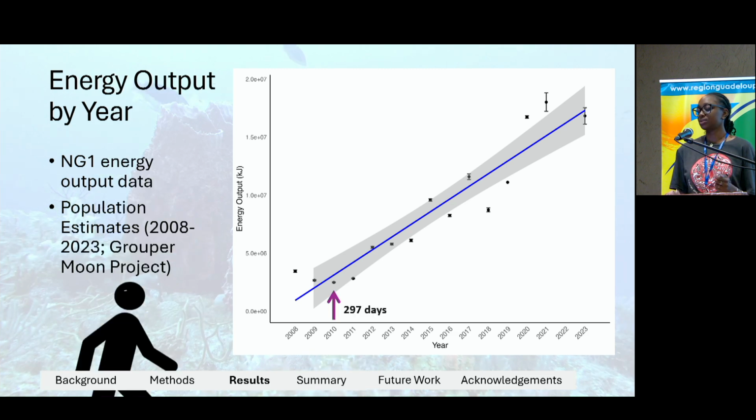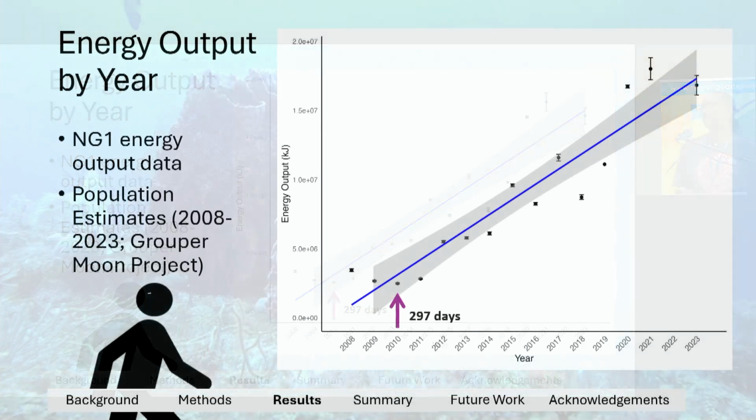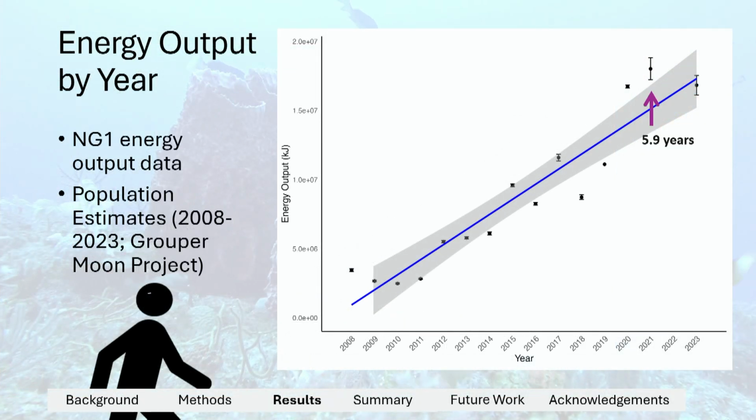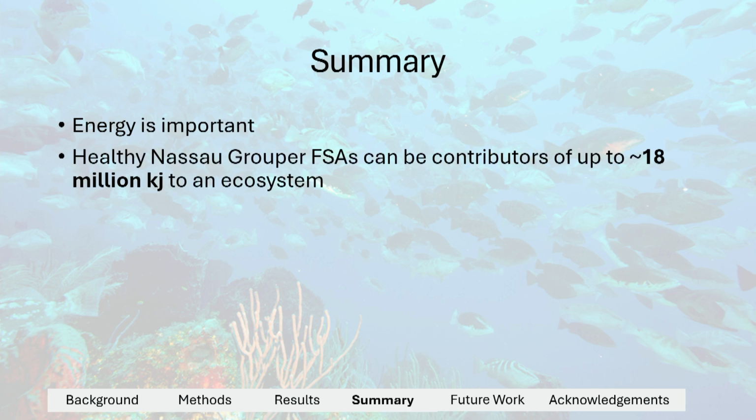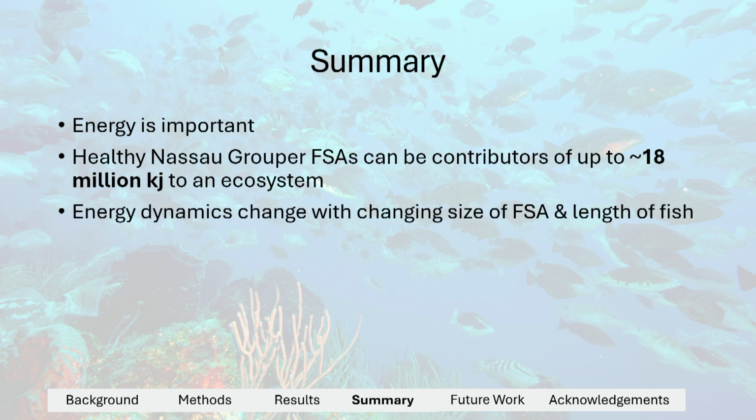The lowest year was in 2010, where you couldn't even get a year's worth of energy to feed a human, whereas 2021 was the highest, with almost 6 years of energy to feed a human. A very dramatic difference when you have a healthy spawning aggregation site. So overall, energy is very important. A healthy aggregation can contribute up to 18 million kilojoules to an ecosystem, which can feed a human for 6 years, which is really crazy.